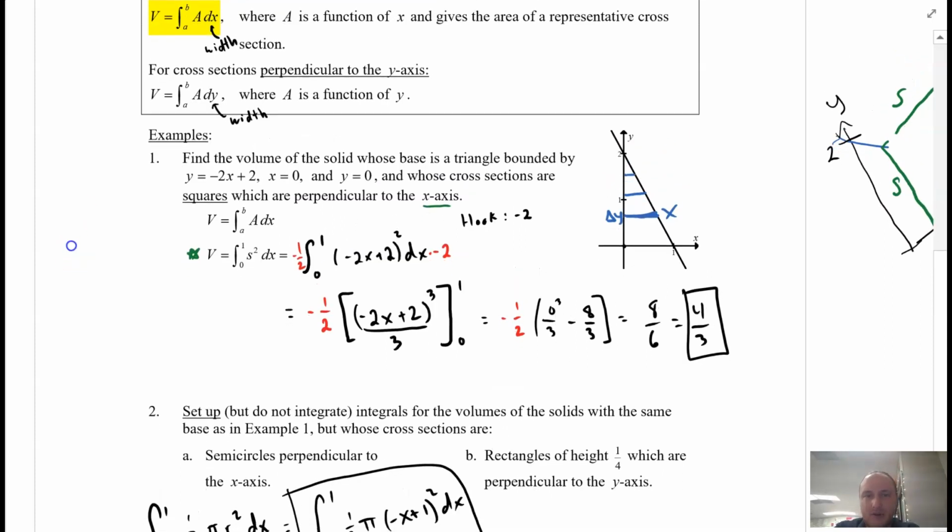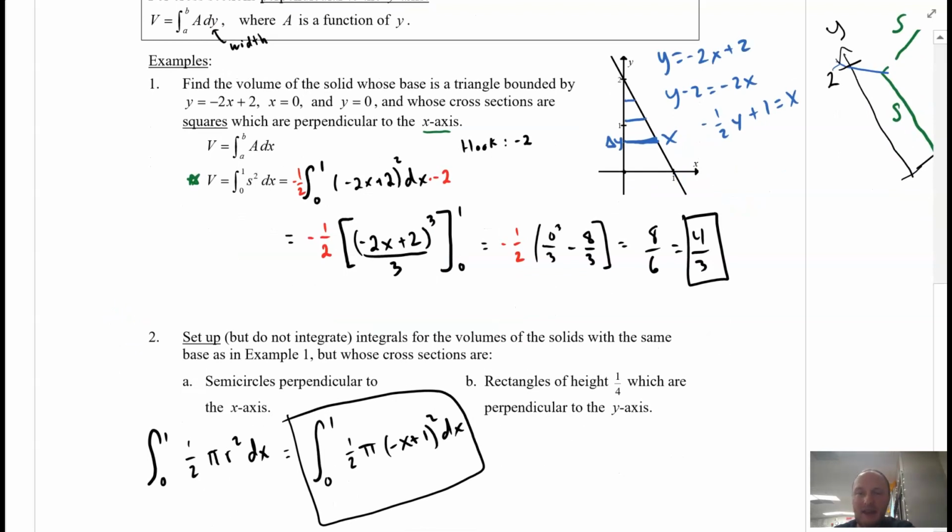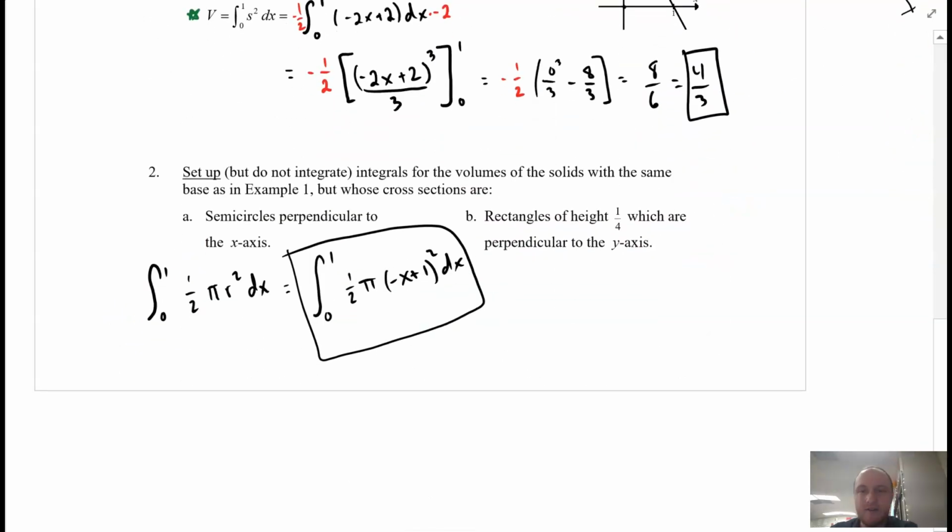So this equation is y equals negative 2x plus 2. I can just go ahead and solve. y minus 2 is equal to negative 2x. So x is equal to negative 1/2 y, plus 1 is equal to x. Okay, so that is that length, and then they tell us that the height is 1/4.